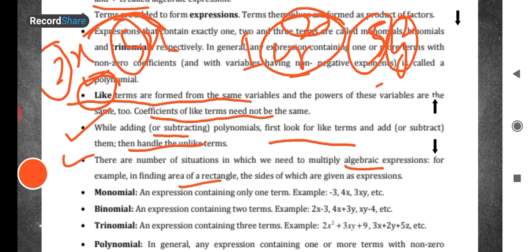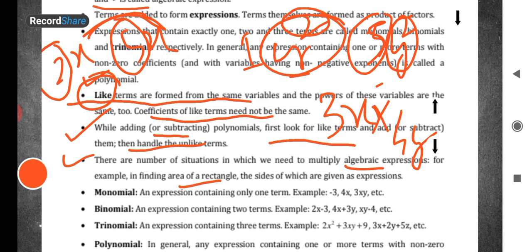Suppose one side of the rectangle is 3x and the other side of the rectangle is 4y. Then what do we have to do to find their area? What is the formula for the area of a rectangle? Length into breadth. So what we have to do is 3x multiplied by 4y, isn't it? So in this way we multiply. So multiplication can be done for unlike terms also.